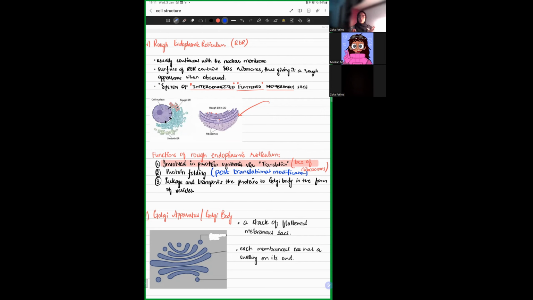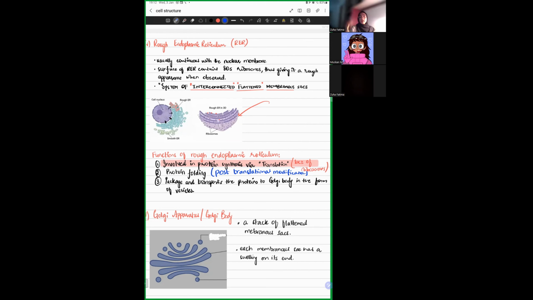Now these polypeptide chains, once the translation process is complete, are modified, converted, and folded to form a particular protein unit. So the RER is also responsible for post-translational modification or protein folding. Once a protein is formed, we have modified all the polypeptide chains and properly folded them, we have a protein at our hands.